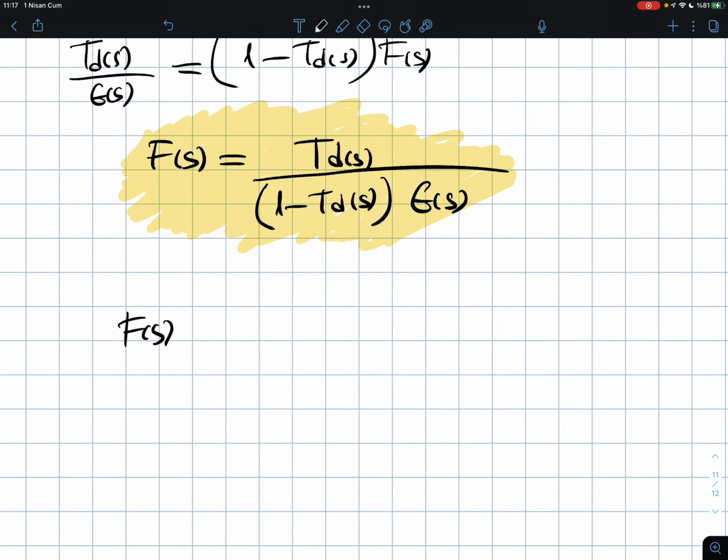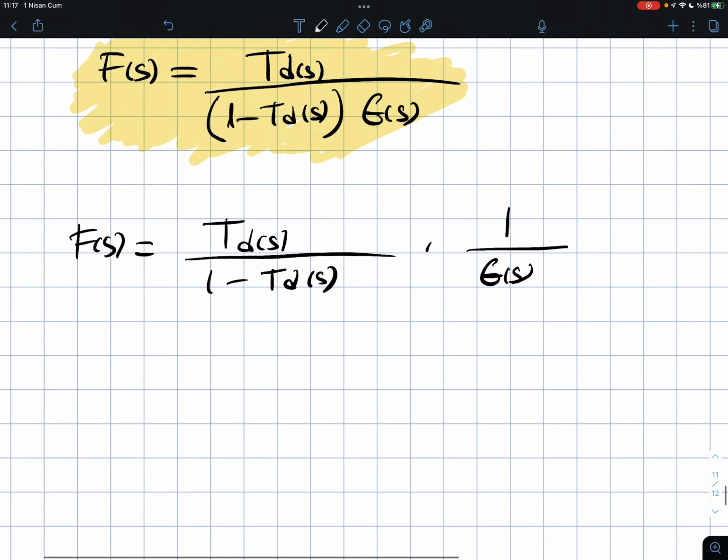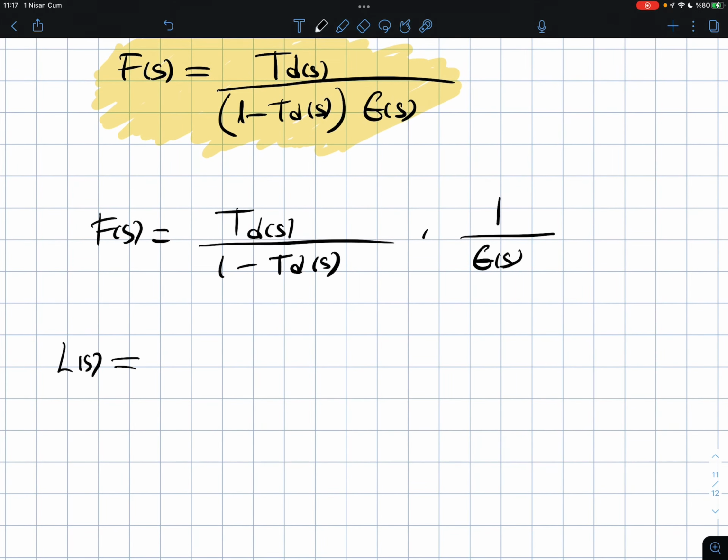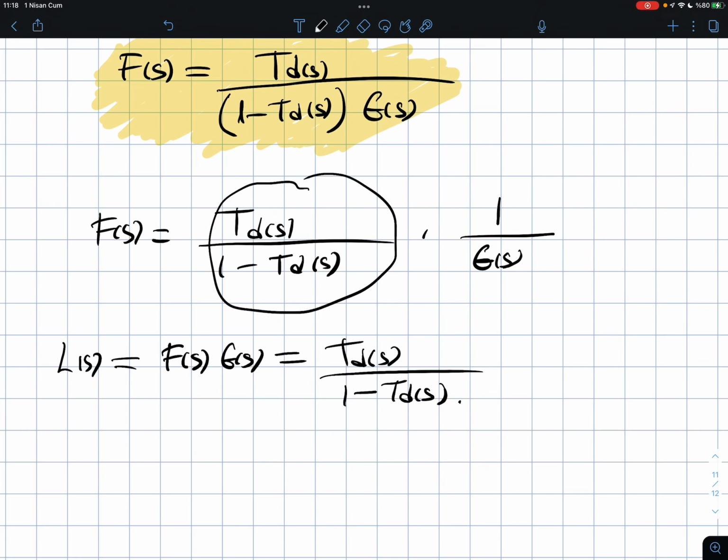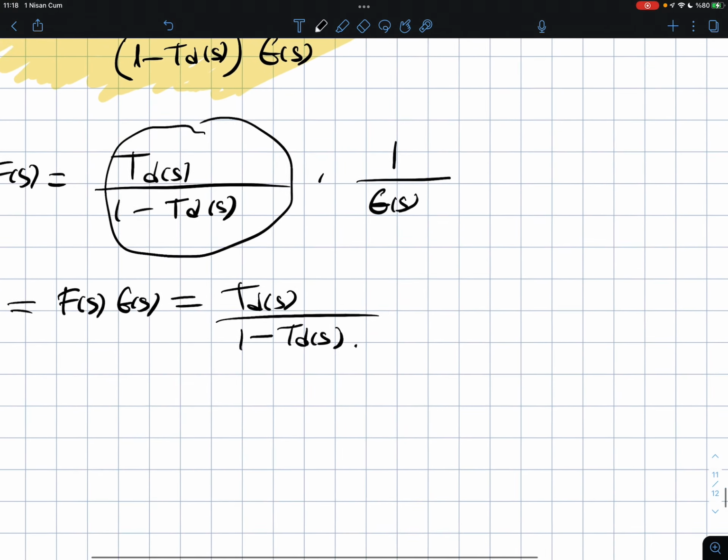Because if we look close to the definition here, I have the controller, I have something here, times 1 divided by G(s). So remember the root locus. If we plot the root locus, we have this loop transfer function here, which is F(s) times G(s). Now if I calculate this, the only thing that I'll see here is T_d(s) divided by 1 minus T_d(s). So there are no poles of the original open loop because we've cancelled them. The controller itself, no matter what this part is, places zeros at the poles of the open loop and poles at the zeros of the open loop.